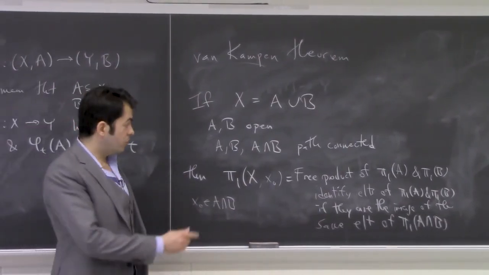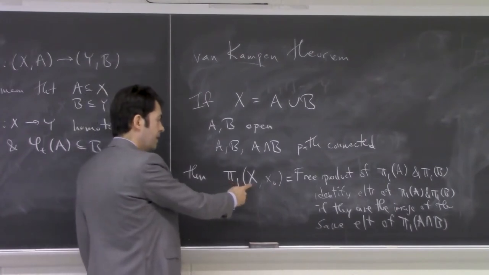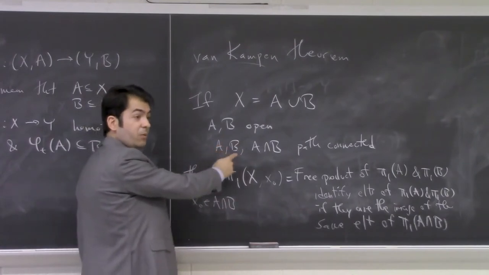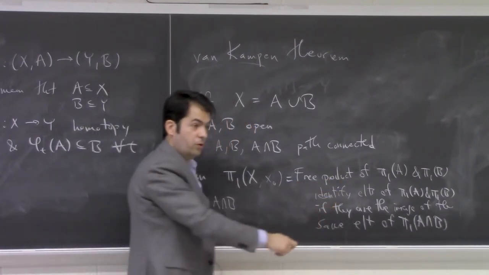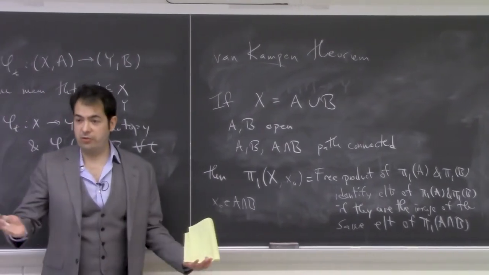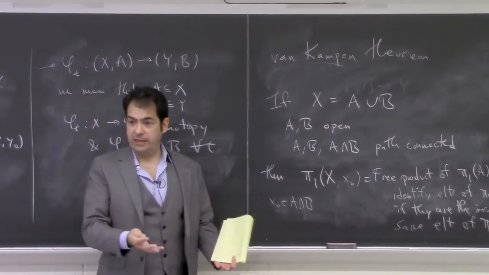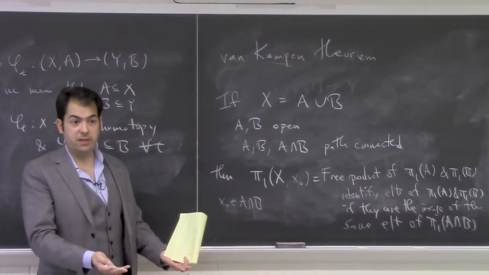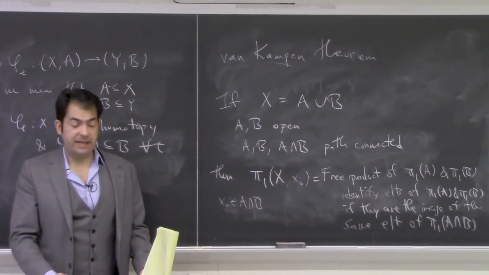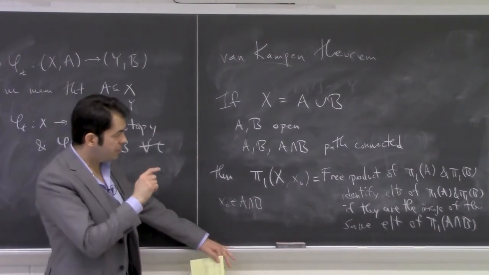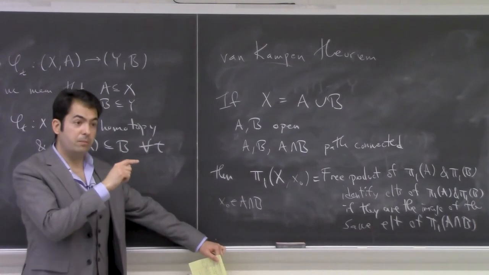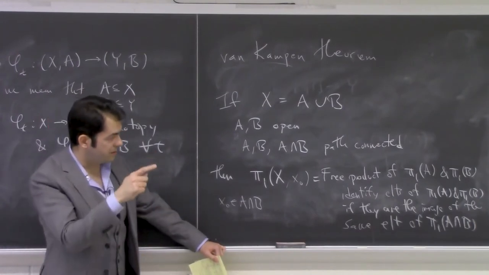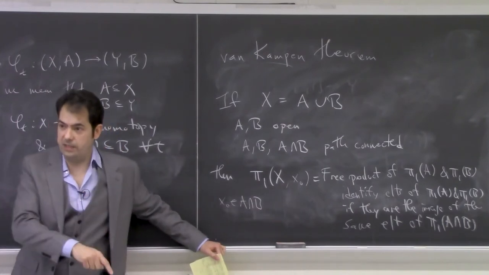Okay, so the idea is you're going to construct pi 1 of X from the fundamental groups pi 1 of A and pi 1 of B by just taking the free product. We'll talk about free products in a moment, but that just means you're going to form words out of letters in pi 1 of A and pi 1 of B. So you're just going to put them together formally. And the only relation between them is that if an element of pi 1 of A comes from pi 1 of A intersect B, then you consider it the same as the element of pi 1 of B that you get from that element of the intersection.